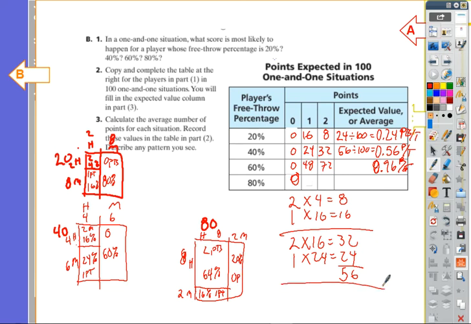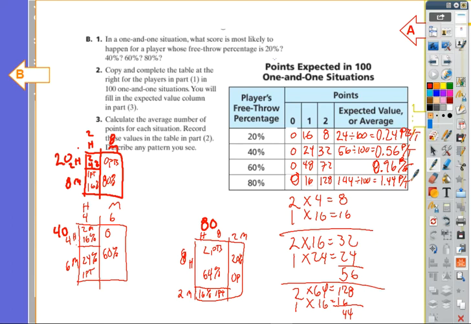So, using our method here, our algorithm, we have 2 times 64, which is 128. 1 times 16, well, that's 16. So we have 128 for my 2-point situation, 16 for my 1-point situation, for a grand total of 144 divided by 100, which is equal to 1.44 points per trip. Much better.